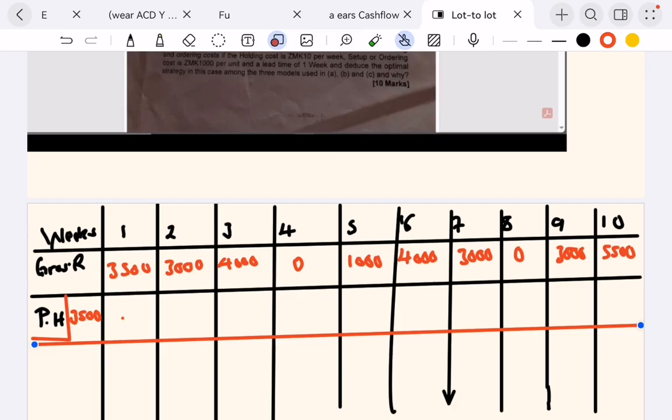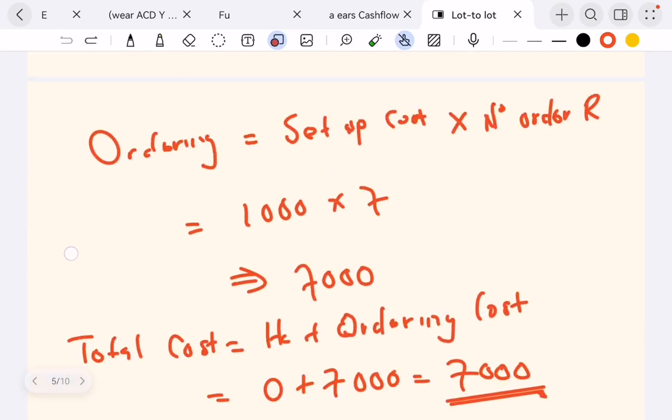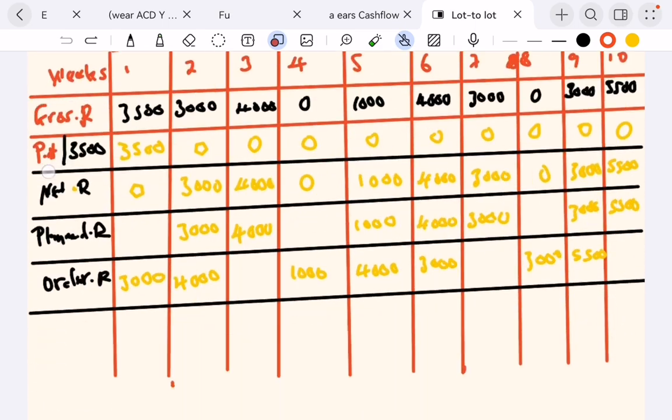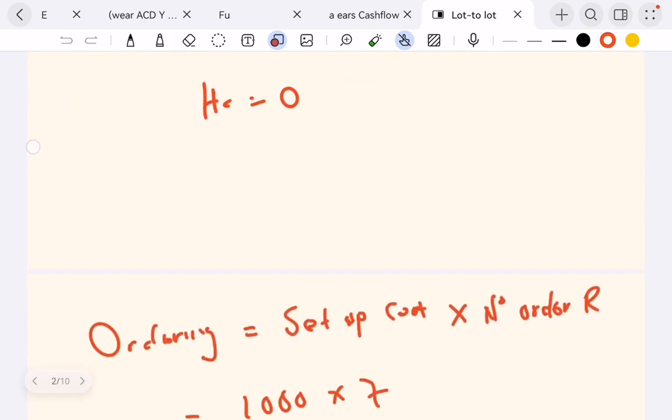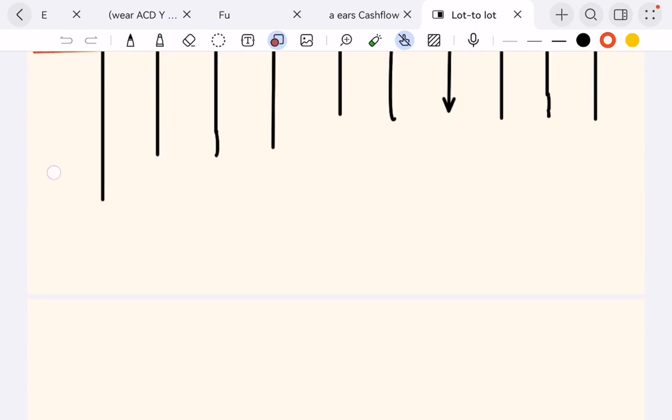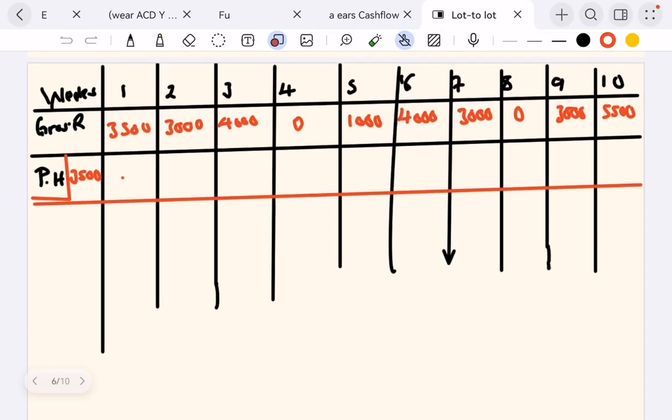Then we are told to find the three things again. Remember, the one that we're finding is the same thing that we're finding here: the net requirement, planned order, and order release. So we extend the table there. Hope you are following through.